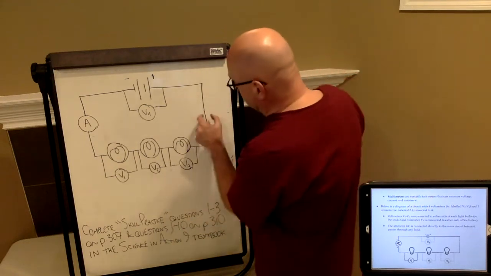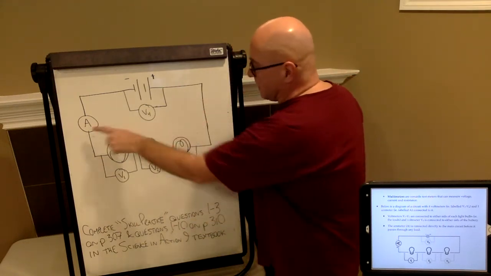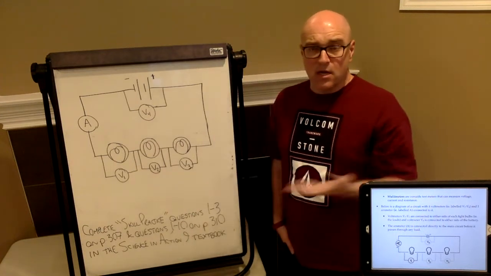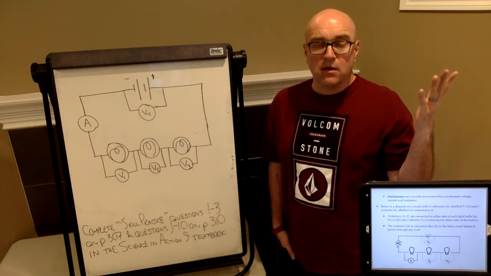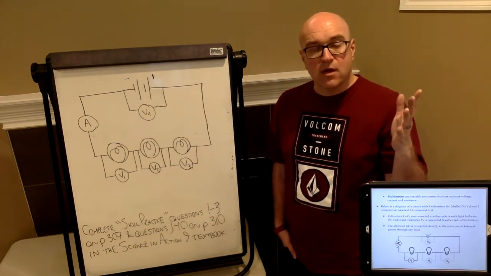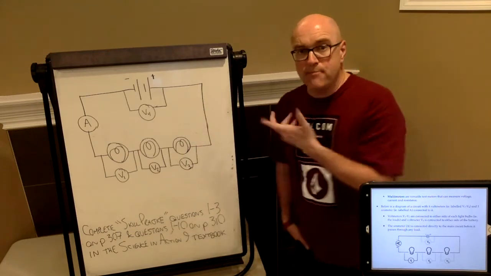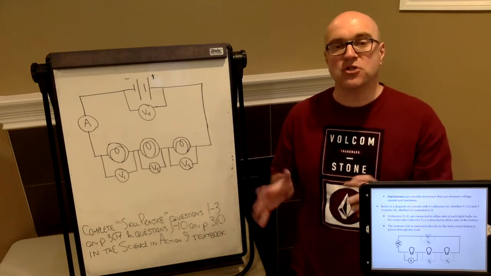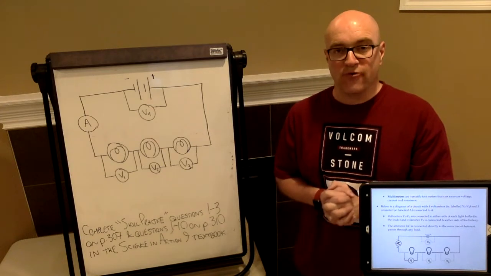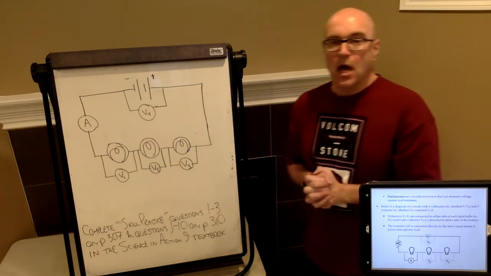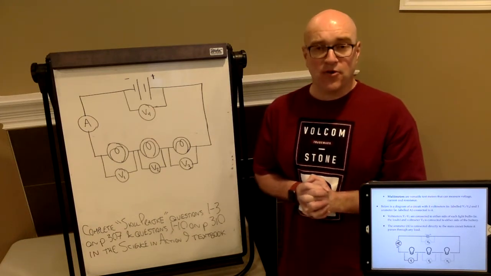If I just put a voltmeter in the middle of the line, like my ammeter over here, it would measure nothing because there's no difference. It's measuring voltage at only one part of the circuit. A voltmeter has to measure two parts of a circuit in order for it to work. You can't measure the voltage on a circuit at only one point.